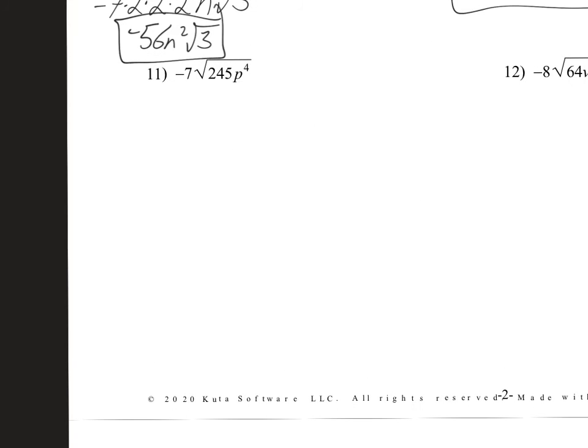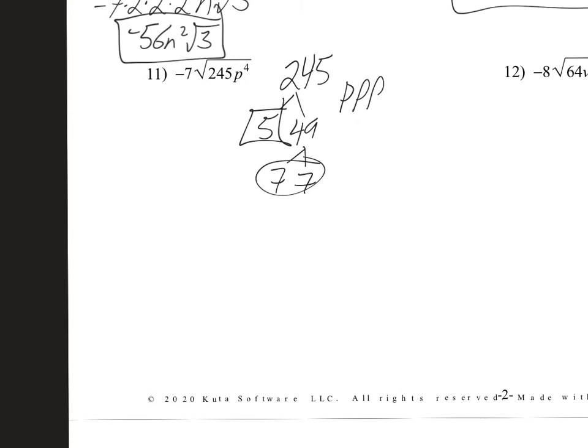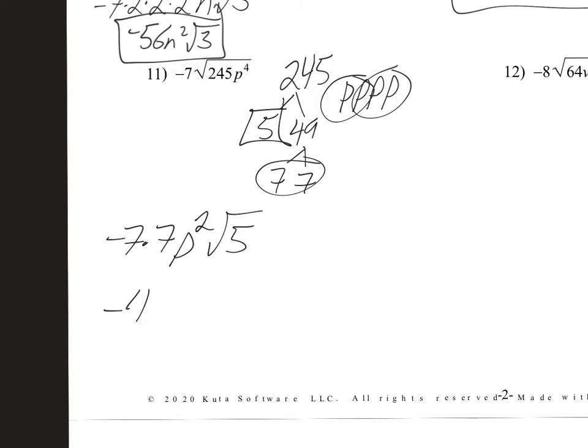Next one. Oh my goodness. 245. Well, 5 and 49. And 49, that's 7 and 7, isn't it? So I have a pair of 7's. I have 5 left over. 1, 2, 3, 4. How many pairs do I have? 1, 2. Okay, so I have negative 7 times 7 from the circle, p squared, because there's 2 circles around my p's, radical 5. Negative 7 times 7, that's negative 49, p squared, radical 5.